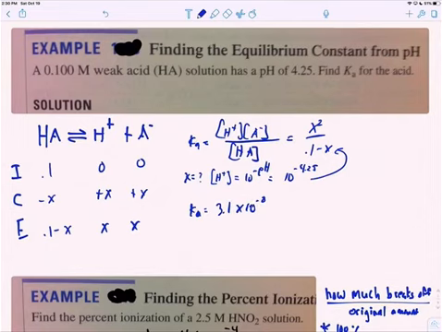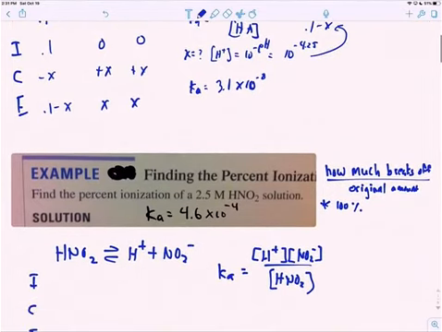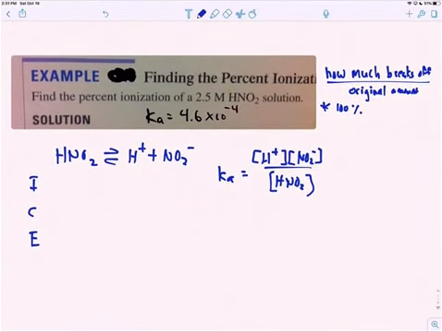One thing about this, though: don't get stuck doing a problem the same way each and every time. You have to be able to think outside the box sometimes. So this is an example where, yes, you are using the ICE chart, but you can use it to your advantage, recognizing that x, your extent of reaction, is your hydrogen ion concentration, and then working back that way. And I mentioned before, weak acids tend to stick together.